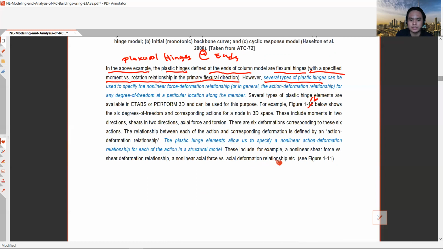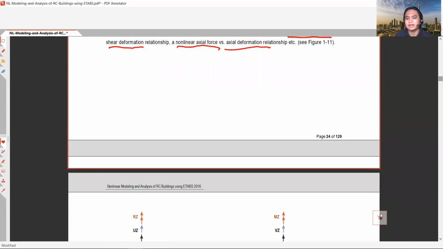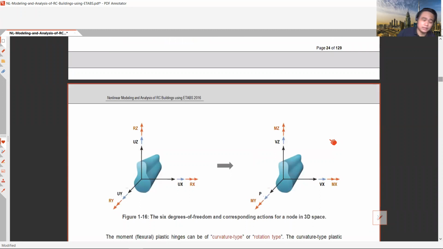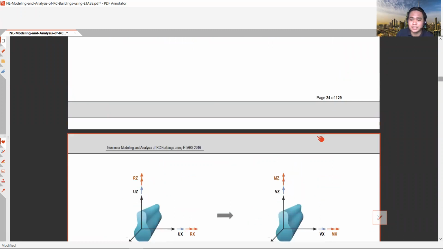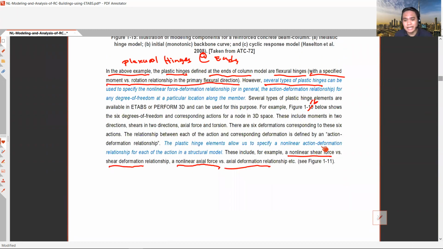Tama. So this includes, for example, the nonlinear shear force versus the shear deformation relationship. Okay, so ito yung tatlo. Very good. So this one is the shear force versus the shear deformation relationship. We have the nonlinear axial force and the axial deformation relationship. Okay. So tama nga. So meron tayong iba't ibang plastic hinge types.